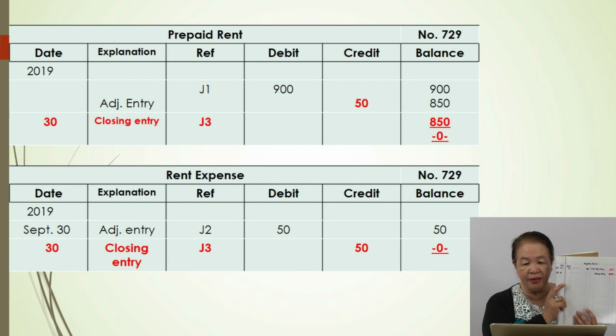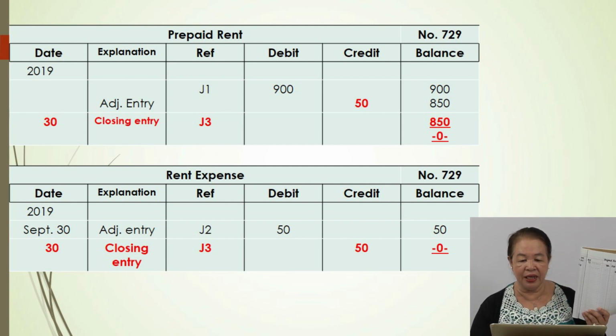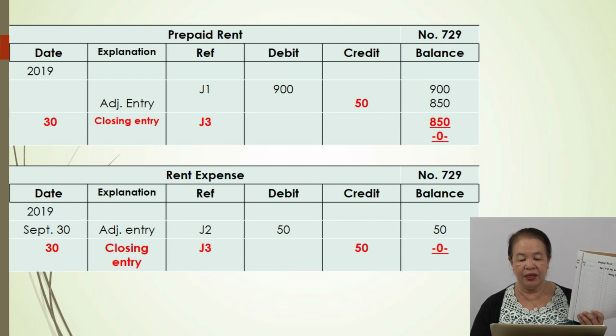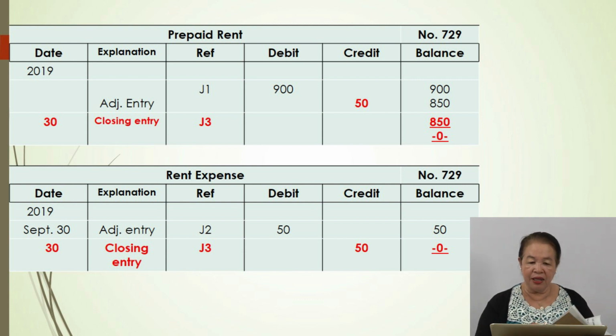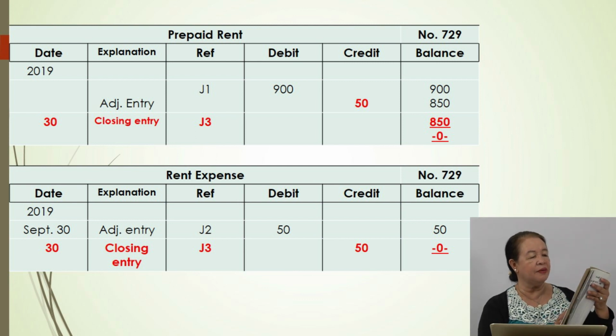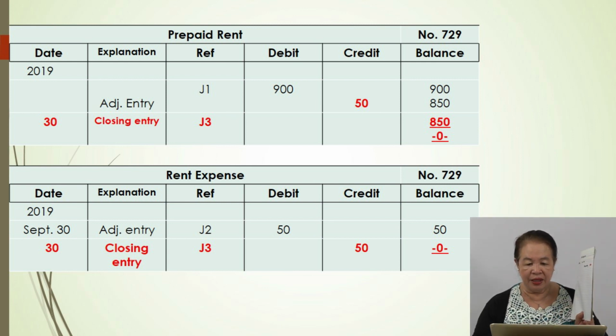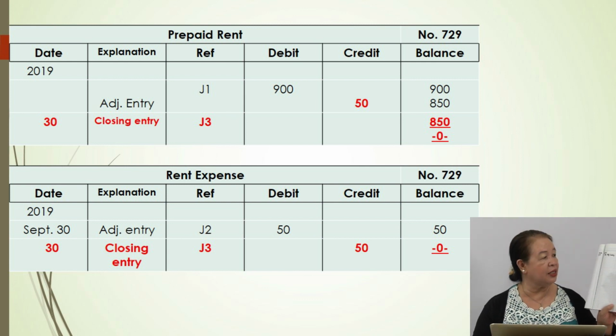For the prepaid rent, no? So, we have 900. Nag-adjust tayo ng 50. So, yung ating ending balance sa prepaid rent is 850. No? Paano natin yan kinlose? Doon sa prepaid rent, dinala natin sa balance sheet, no? So, nag-zero out tayo dyan. And then, yung rent expense natin, 50, no? Nag-debit tayo ng adjusting entry na 50, and then yung closing entry natin na 50. So, sa income summary account. So, zero yung ating rent expense.